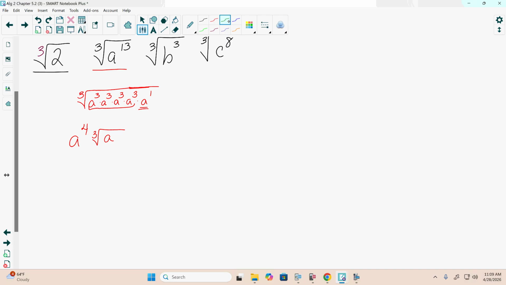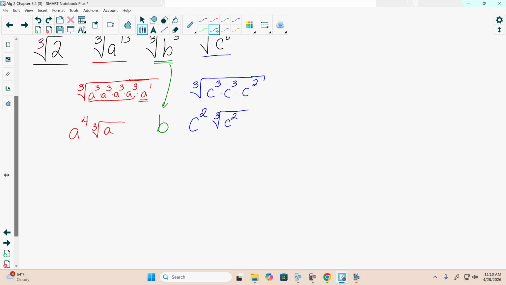What is the cubed root of b to the 3rd? B. That's nice. And last one, the cubed root of c to the 8th. Yes, because we can do c cubed times c cubed, because that's 3, 6. We need 2 more to make 8. So we can remove 2 groups of 3 c's out, but that leaves us with 2 inside.